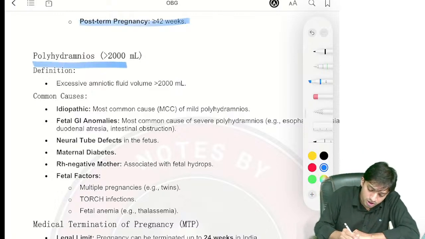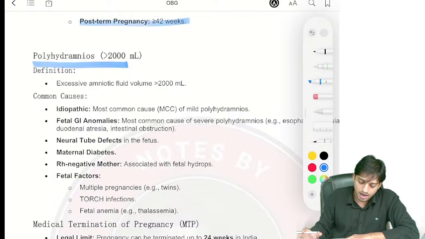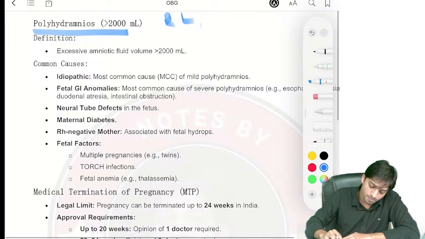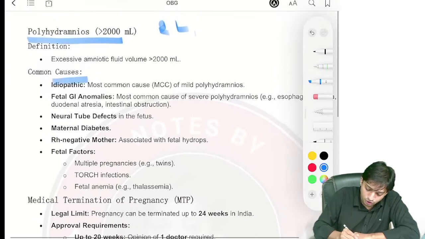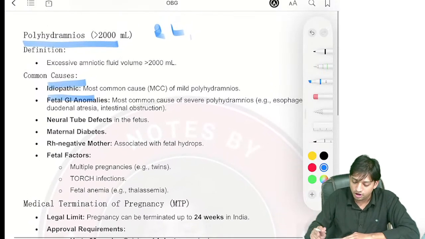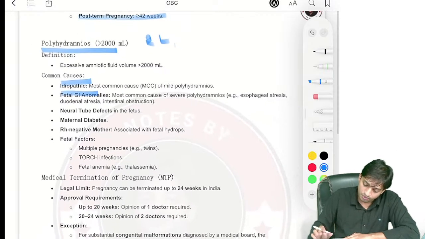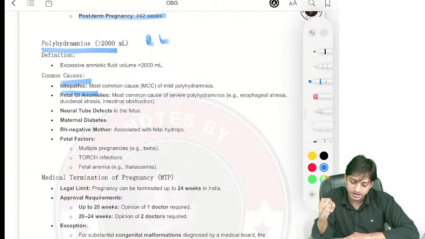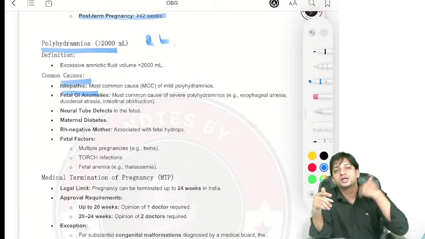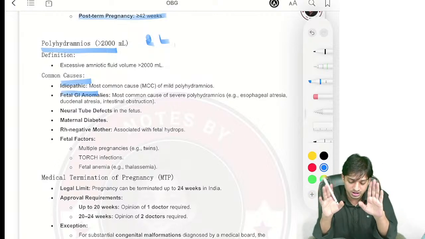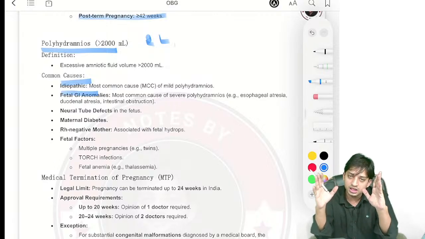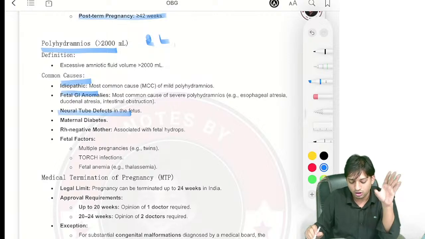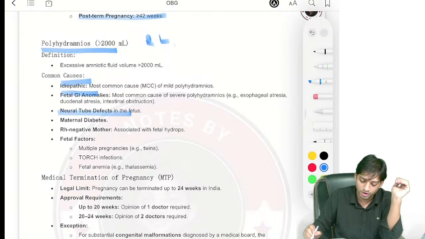Coming to polyhydramnios: it is amniotic fluid volume more than 2 liters. You already know the definition. Common causes are again idiopathic, and fetal GI anomalies can be there, right? If there is esophageal atresia, duodenal atresia, intestinal obstruction, continuous vomiting or regurgitation by the fetus, it will also lead to an increase in the amniotic fluid volume. With a neural tube defect in the fetus, there is also a high chance of polyhydramnios.